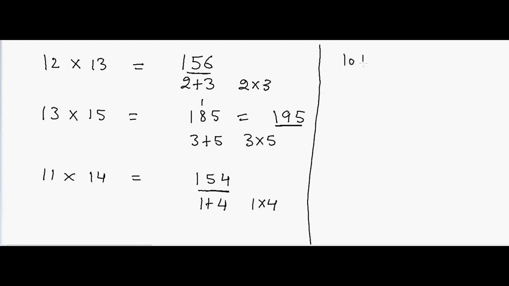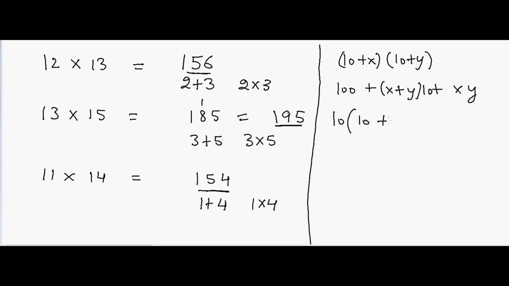So how this trick works, let's take a look into it. If we have 10 plus x and then 10 plus y, we are taking 10 as a base, and these numbers are close to 10. So in that case, if we solve this, it will be equal to 100 plus 10x plus 10y plus xy. So if we solve this, it will be equal to 100 plus 10 times x plus y, plus xy.